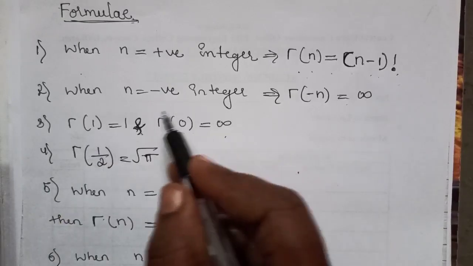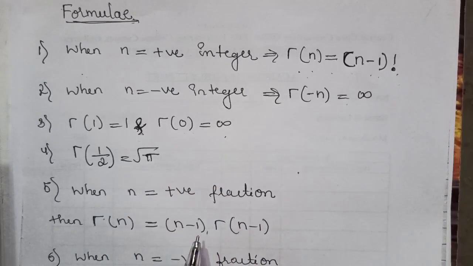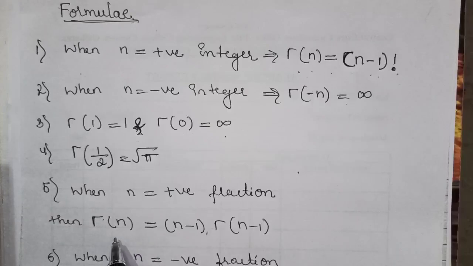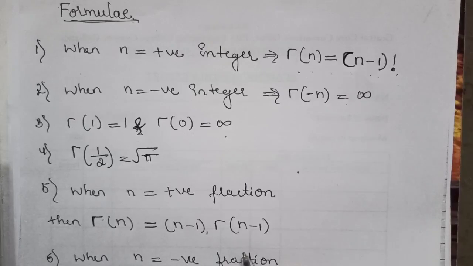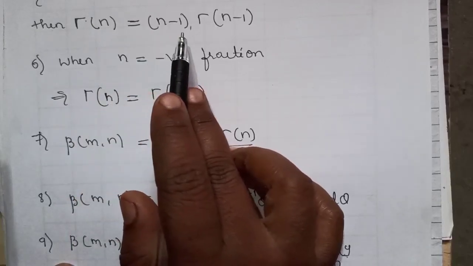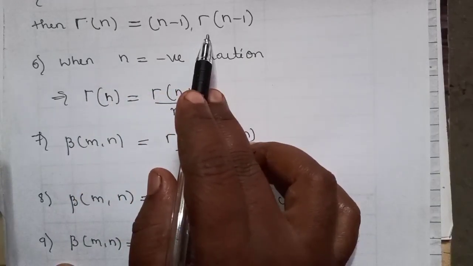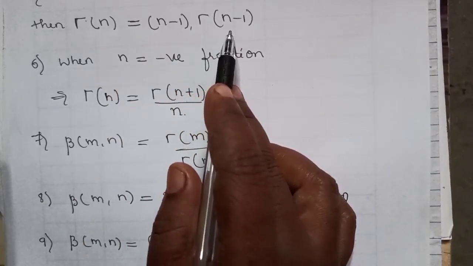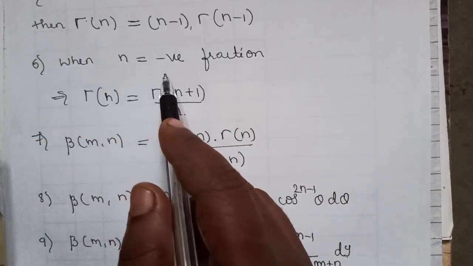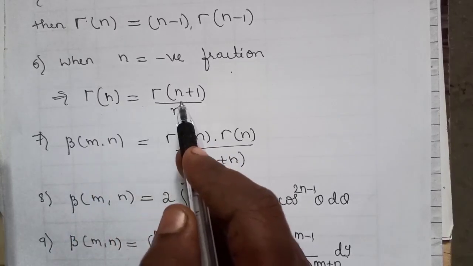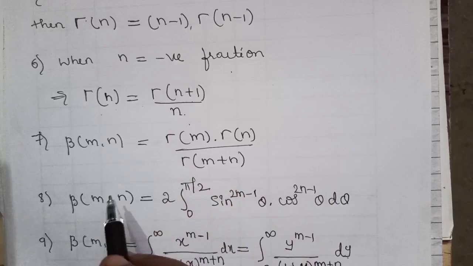We use all these results in the problems. Next, if we have n as a positive fraction, then we use this formula, that is gamma of n is equal to (n minus 1) into gamma of (n minus 1). We continue using this formula until we get the required result. That means we use this formula again and again to get the required result. Next, if n is a negative fraction, then we use this formula, gamma of n is equal to gamma of (n plus 1) divided by n.